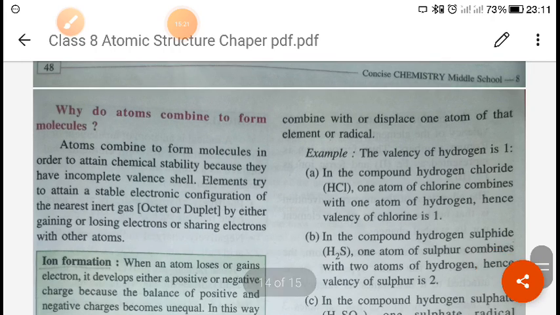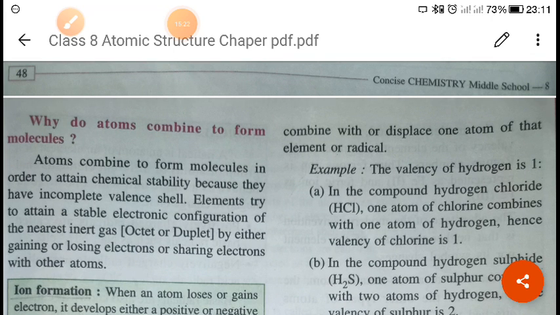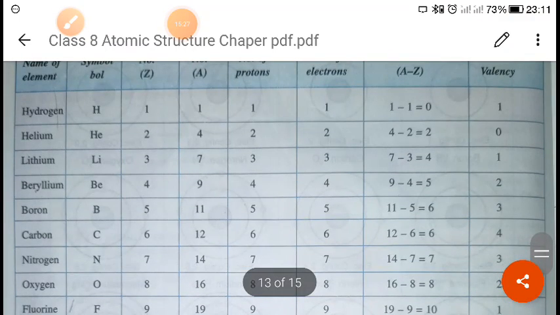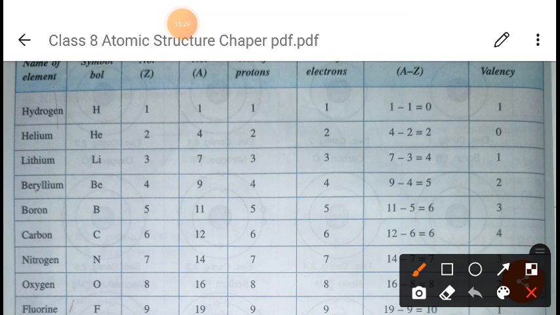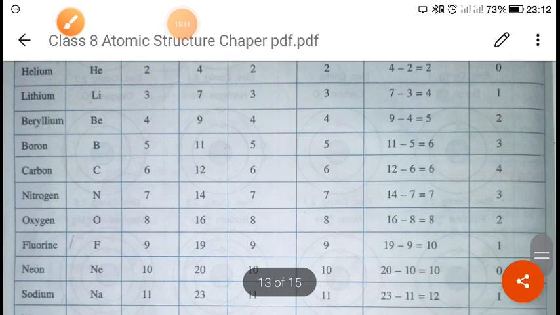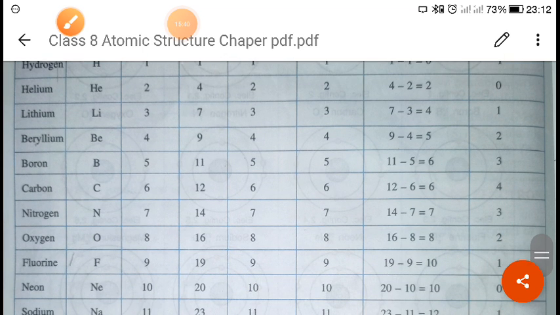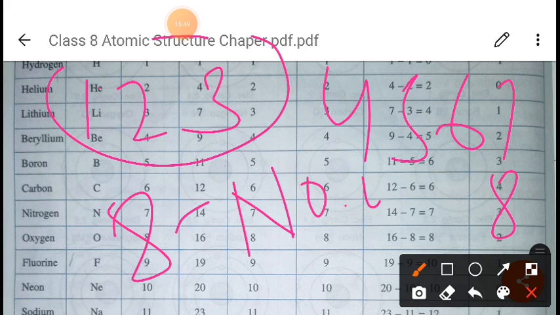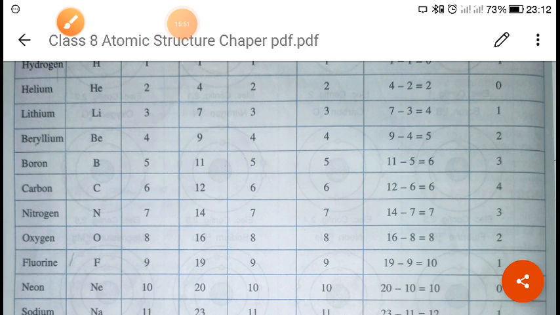In the next class we will discuss why elements combine to form molecules. I hope you have understood this class, right? And here you can see some of the valencies given, of different elements: 1, 0, 1, 2, 3, like this. You can find them out from this formula. If there are 1, 2 or 3 electrons, then that will be the valency. And if there are 4, 5, 6, 7 or 8, then it will be 8 minus the number of valence electrons, right?